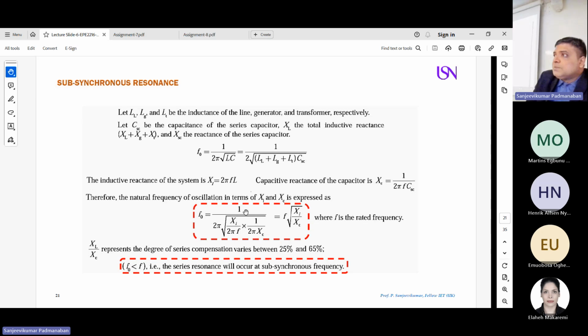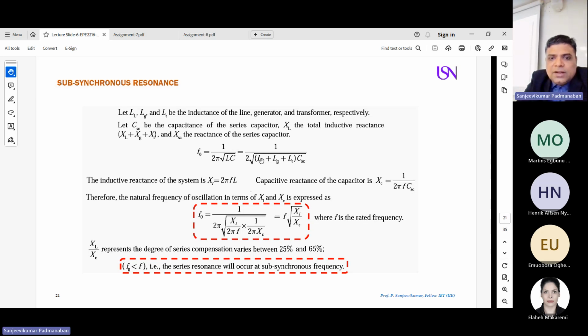So how to calculate subsynchronous resonance? Very, very important in a transmission line. So I go directly to the formula. How to calculate the natural frequency F naught? You know already the standard formula, 1 divided by 2 pi root of LC. But in the transmission line, you will have inductance due to the line, inductance due to the generator, and inductance due to the transmission. So we have three inductances, due to the line cable, the generator, and the transmission. You have to include all. Then the formula is not 1 by 2 pi root of LC. The formula is this one.